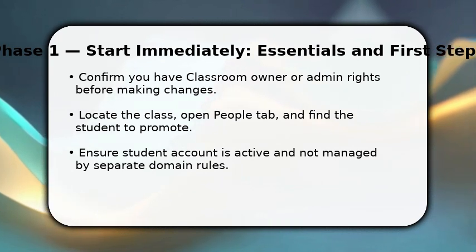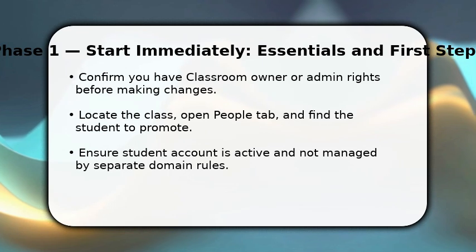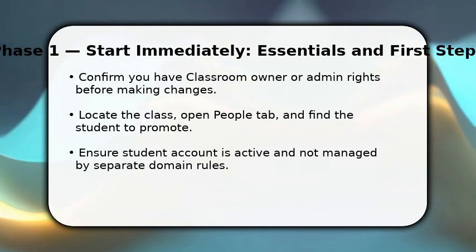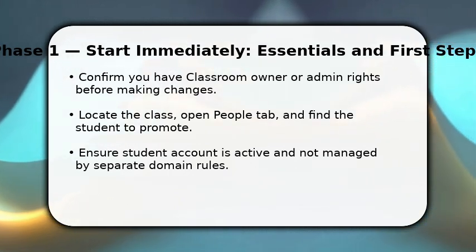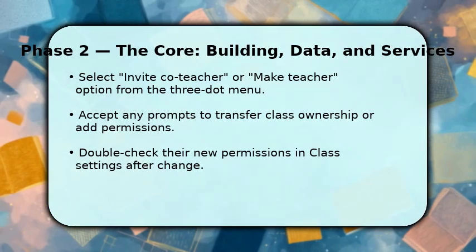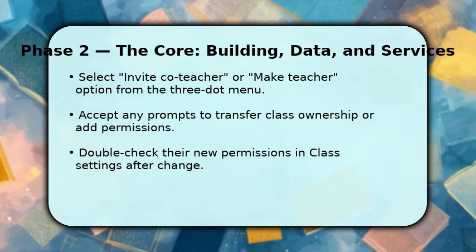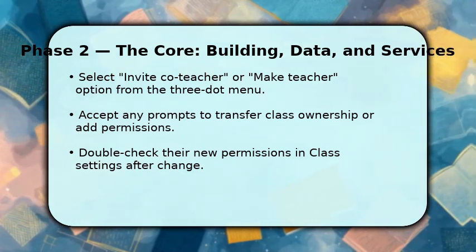Once done, click the three-dot menu next to their name. This reveals promotion options. Make sure to pause and confirm you selected the correct person, because role changes affect class editing and permissions instantly. Choose the menu action to promote them. You'll either invite them as a teacher or change their role directly if you're the domain admin.